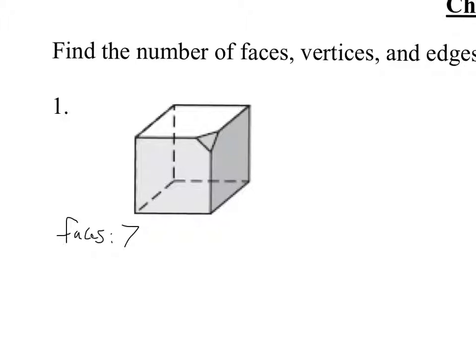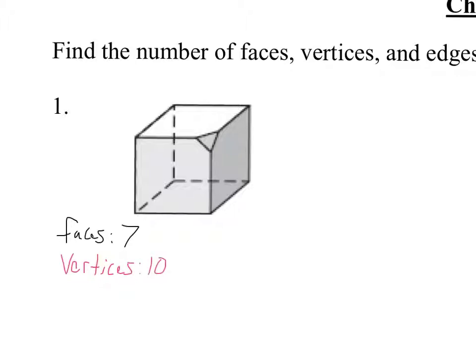Vertices are the points, the corners of the figure. And so when you count these, try to count them in an organized way so you don't lose track. So for instance, I could count like this. 1, 2, 3, 4 along the bottom. 5, 6, 7, 8, 9, 10. So vertices, we have 10.